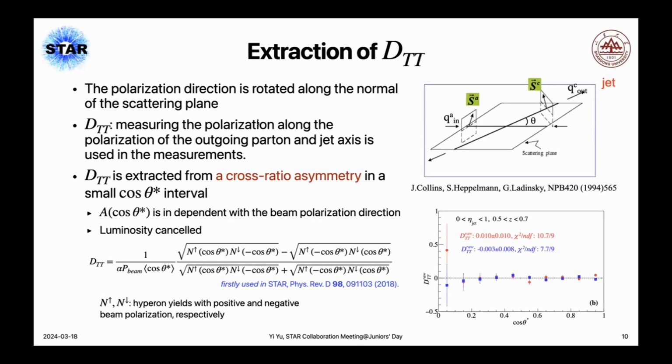So in the measurement of DTT, we measure the polarization along this direction, along the direction of S_C. But in practice, the z-axis is used as the outgoing parton direction. And the DTT is extracted using the so-called cross-ratio method with this formula. And this formula was first used in a previously published STAR result. The right plot similarly also shows the DTT as a function of cosine theta star.